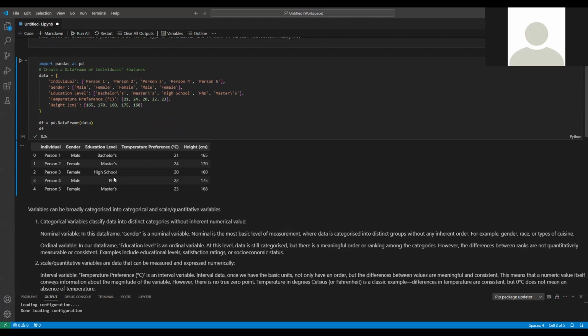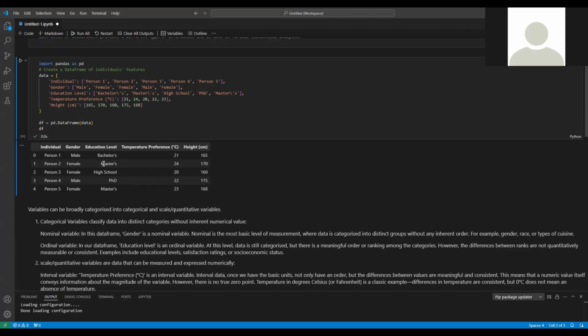You can tell that for the first two columns, gender and education level, we're using words to tell you the information about that person's gender and education level. The words male and female represent the two categories. Similarly for education level, we use the groups bachelor's, master's, high school, and PhD. There's a repeated master's here, so basically we have four categories.